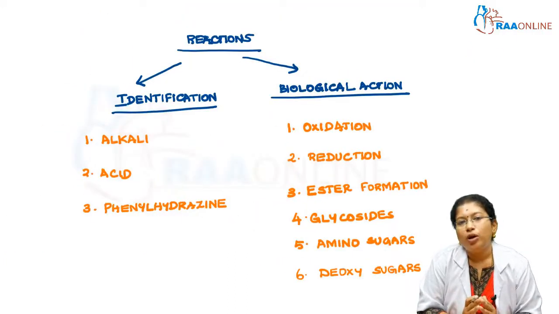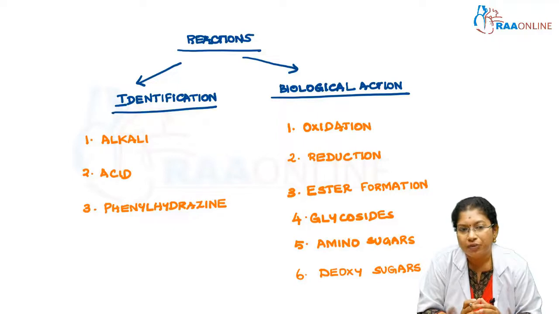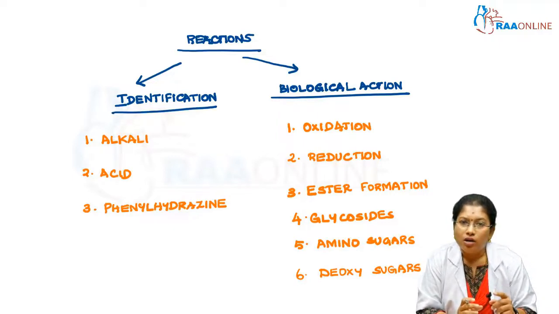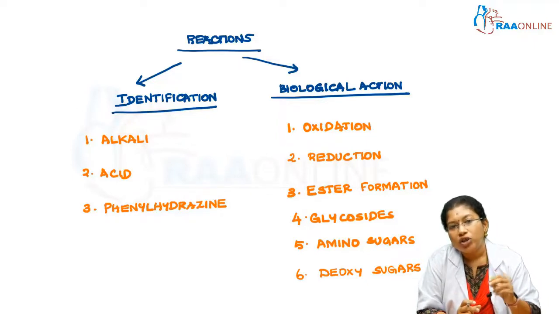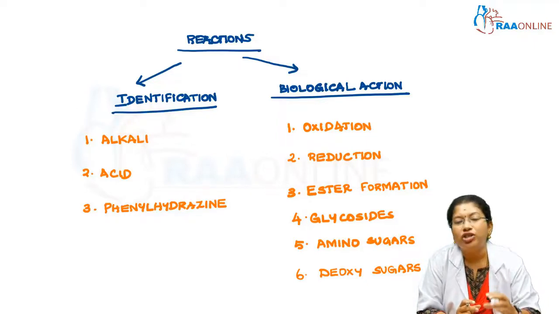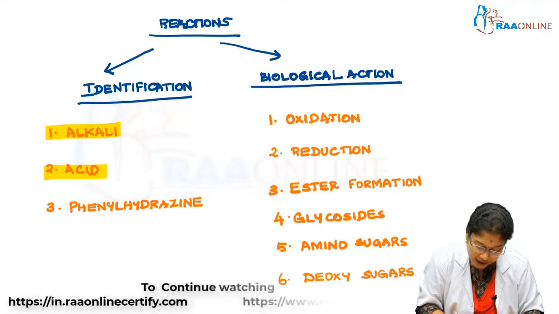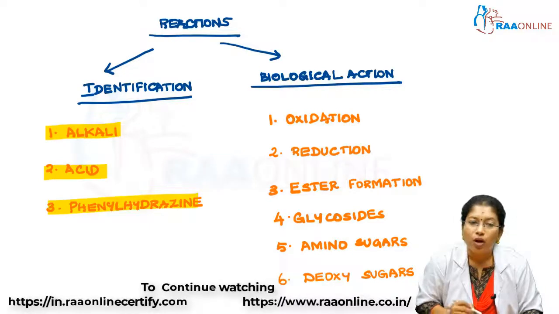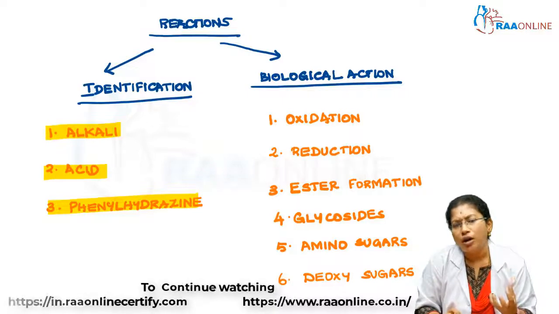Next we'll move on to reactions of monosaccharides. We have seen the properties of monosaccharides, that is nothing but your isomerism. So we have finished the isomerism. Next we'll move on to reactions of monosaccharides. There are two things. One is to identify the monosaccharide. The second is the reactions which give some biological action. Identification is done with alkali, acid and phenyl hydrazine. With alkali, the monosaccharides tautomerize to form an enediol.